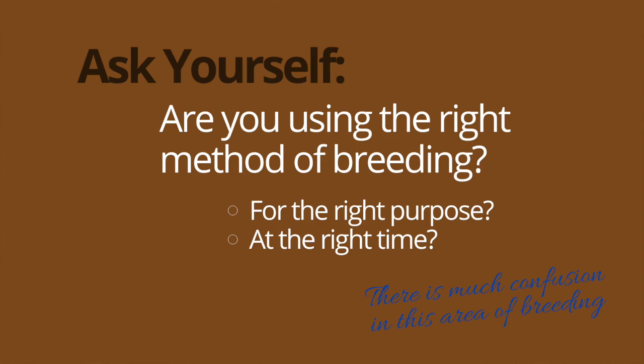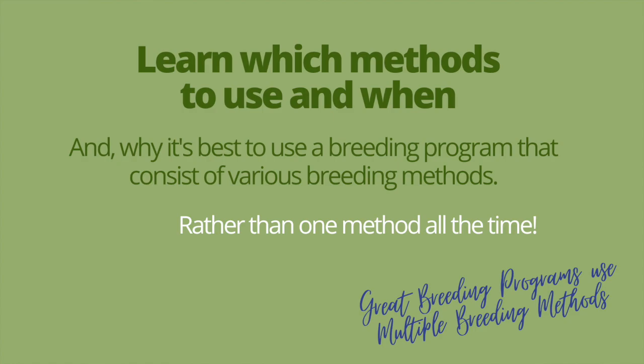So I would say many breeders are not only selecting their broodfowl poorly, but they're using the wrong breeding methods at the wrong time for the wrong length of time. The results are never what they expected, or they're short-lived, or they're forced into adding new blood. So let's learn which methods to use and when, and why it's best to use a breeding program rather than just a method. A great breeding program, like the Founders Program, uses multiple breeding methods for a specific purpose, specific time, for a specific length of time.